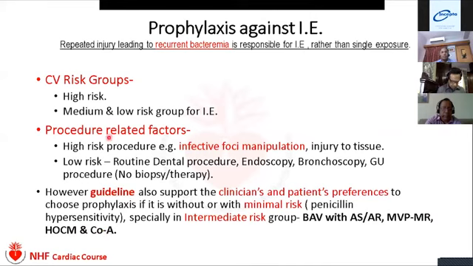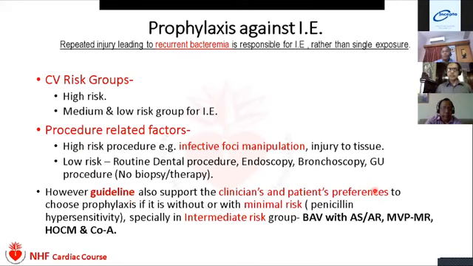Another thing is the procedure-related factors. If it is a high risk procedure, with manipulation of the infected foci or injury to the tissue, there is a chance of bacteremia leading to infective endocarditis. Usually recurrent bacteremia is more important to produce infective endocarditis than a single episode of bacteremia produced by a procedure. Whatever the guideline says, there is no notation there.